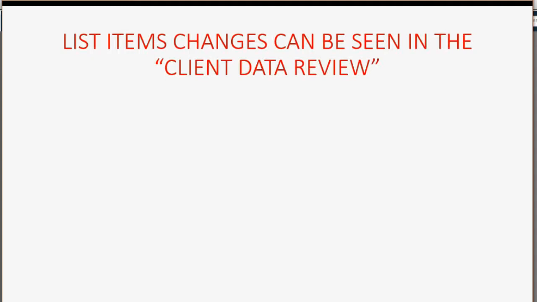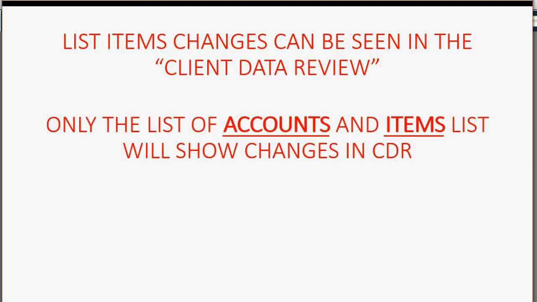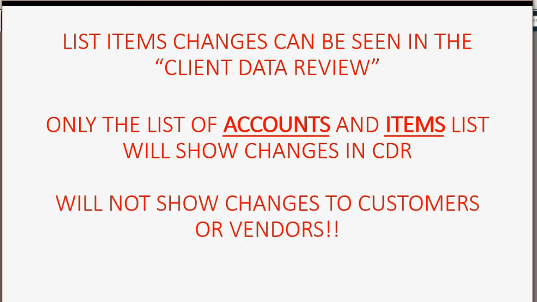The audit trail does have limitations. The audit trail does not show changes to list items. Changes to list items can be seen in the accountant's tool called the Client Data Review. Only the lists of accounts, which is the chart of accounts, and the items list will show changes in that Client Data Review tool. It will not show changes to customers or vendors.